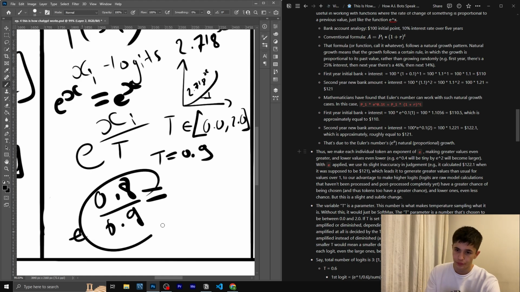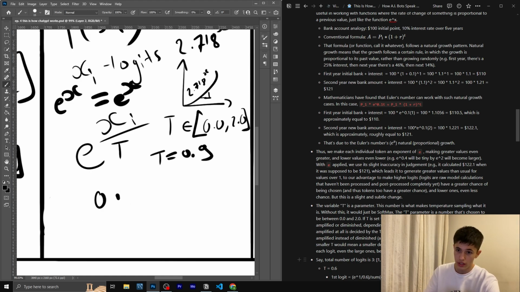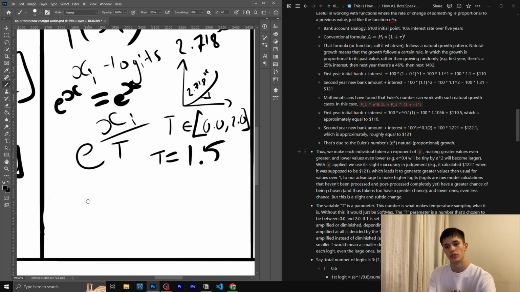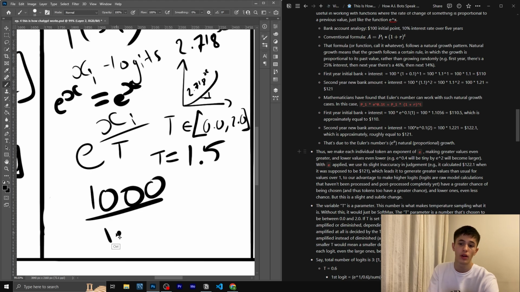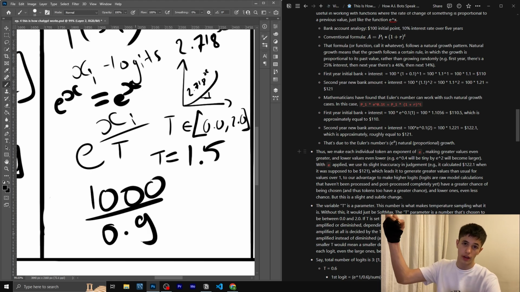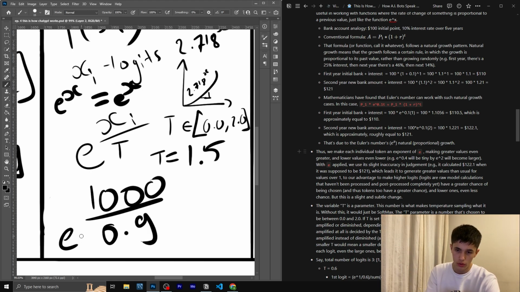Anyway, you got this. Okay, if, however, t is over 1, and by the way, don't set t to 1, else it's literally useless. It's just dividing by 1. But if t is like 1.5, then it flattens the distribution. So if you've got 1,000 and you divide it by 1.5, if you had 0.9, it would actually amplify the number, and then Euler's number would get amplified. But if you have 1,000 and you divide by 1.5, the value is going to be smaller, right?